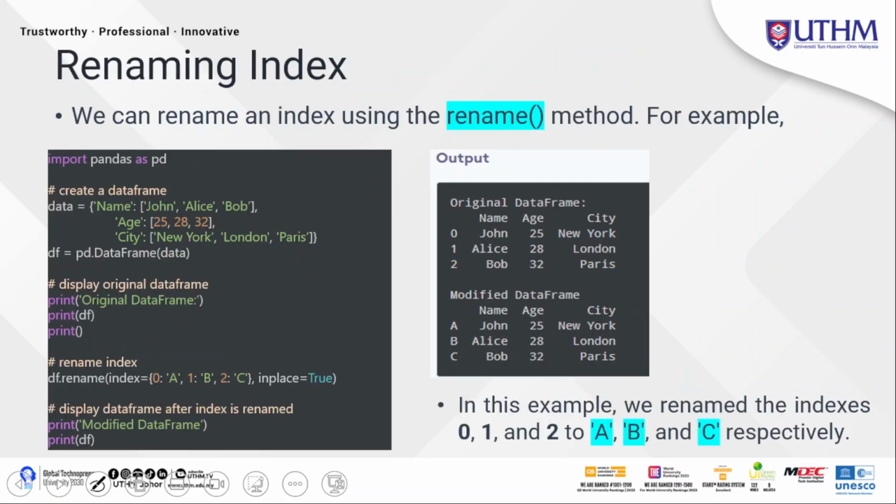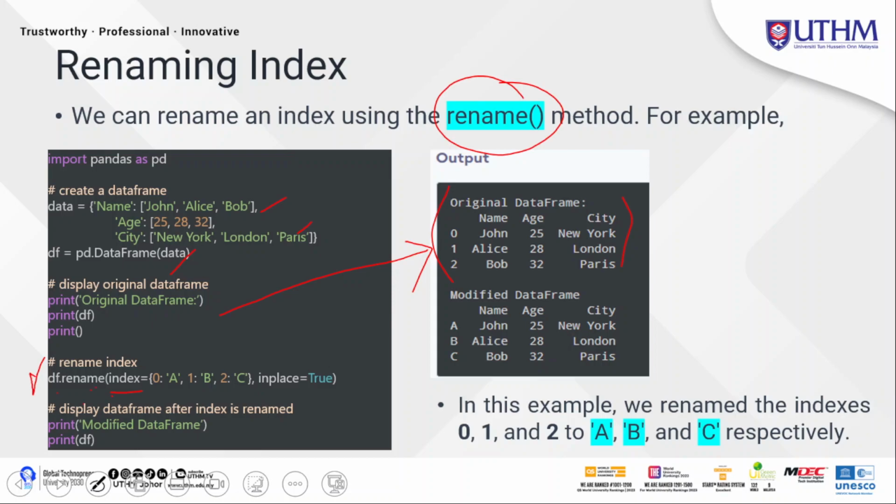Renaming index. In order to rename the index, we can use the rename method. For example, this one is your original data, and then your data frame. So this is your original. The first part just creates the existing one. If you want to modify the index, we use the df.rename method, this one.